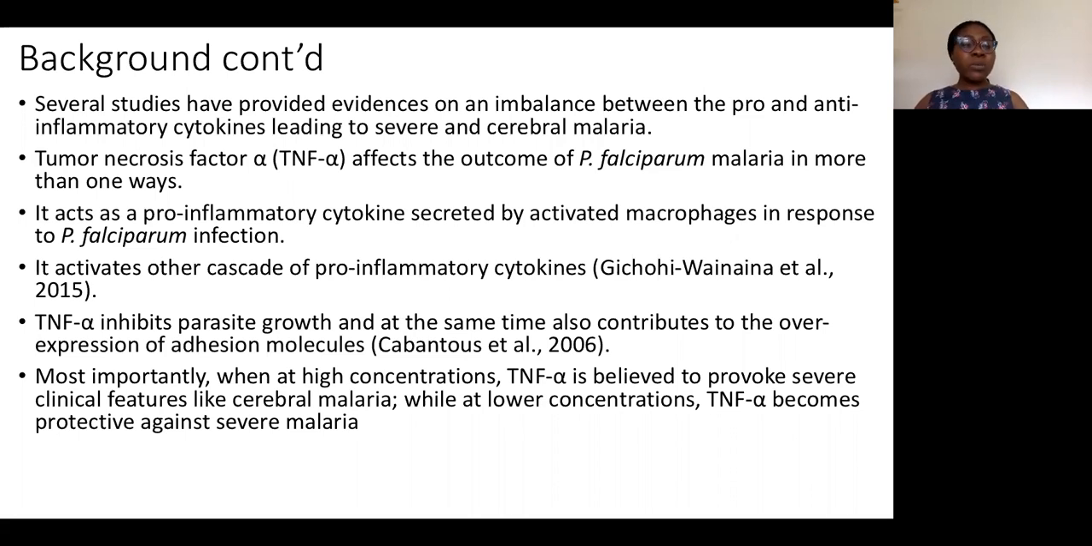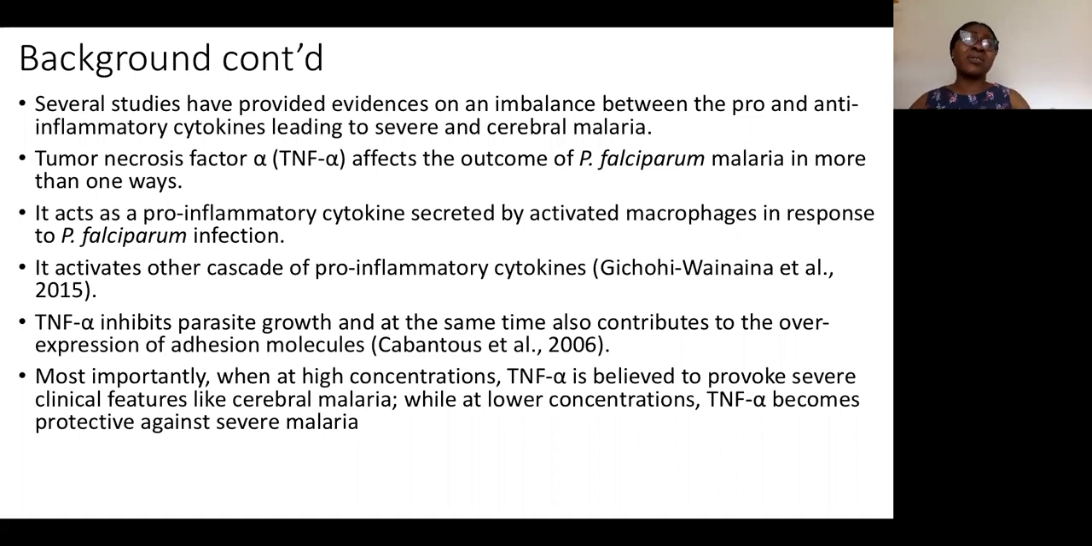So some studies use the expression level of TNF alpha, tumor necrosis factor, to measure how severe a condition is, whereby if you have it at higher concentration, it provokes severe and even sometimes cerebral malaria, in which case the parasite would have crossed the blood-brain barrier, where it is not normally supposed to go, and that becomes a fatal condition. But at lower expression level, it becomes protective against severe condition.